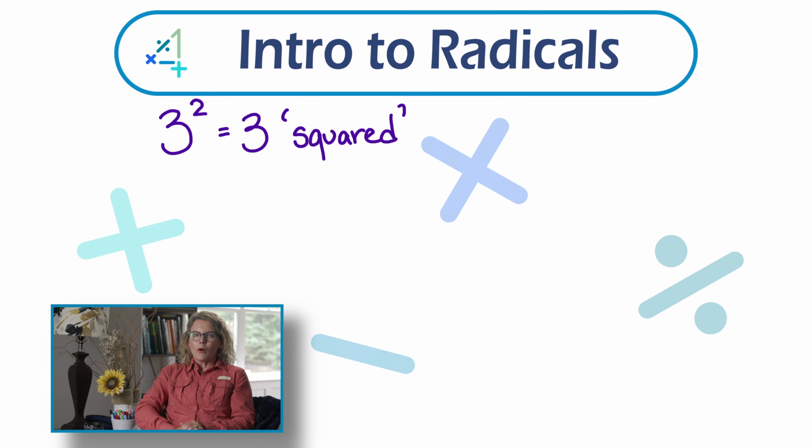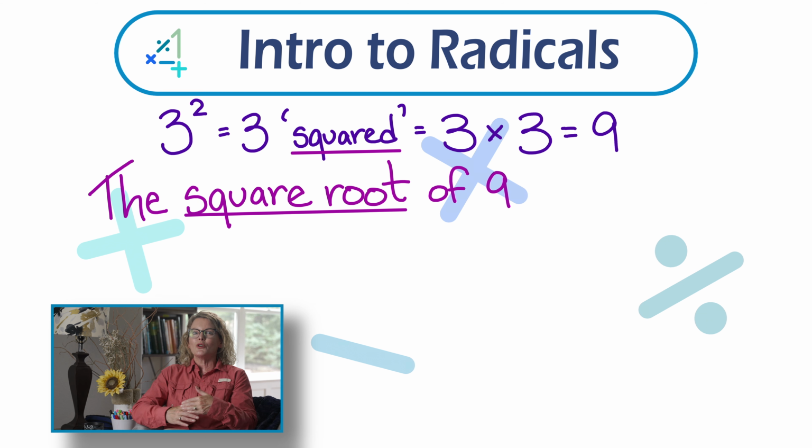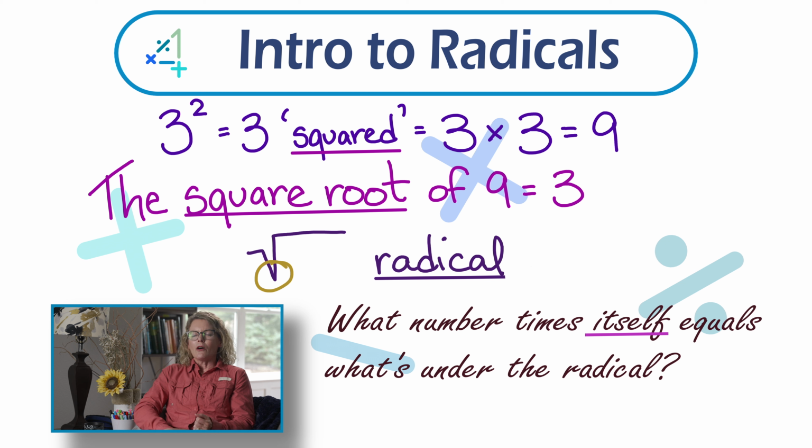First, a super quick review. 3 squared equals 3 times 3, which equals 9. We're going to do the opposite of squaring 3 by taking the square root of 9. Notice the slight difference in wording in that. We indicate taking the square root by a symbol that looks like a division symbol, but it's pointy like this, and is called the radical. It means what number times itself equals what's under the radical.